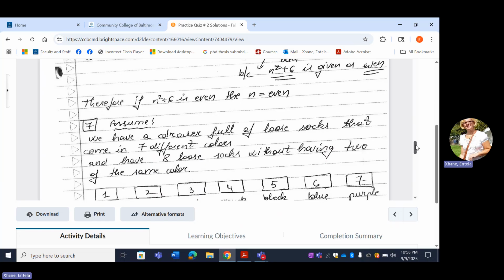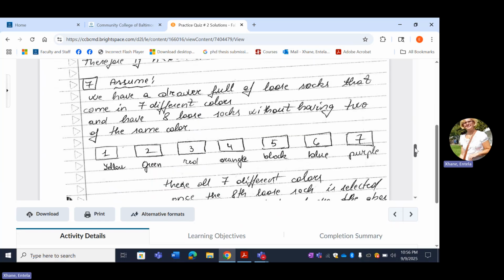So what is given, and then again, I'm using the same design of the solution, using the square boxes, or you can call them rectangular boxes, representing the drawers. There are 7 drawers all together, and they're full of loose socks. They all come in 7 different colors. So I have 1 drawer for each color. Now my goal is to prove that if I choose 8 loose socks, then I must have at least 1 pair of socks of the same color inside the same drawer.